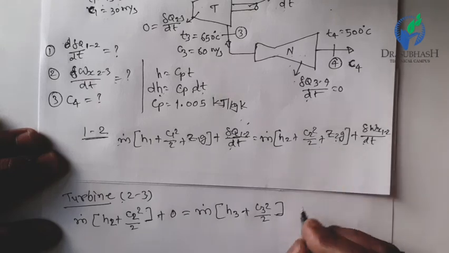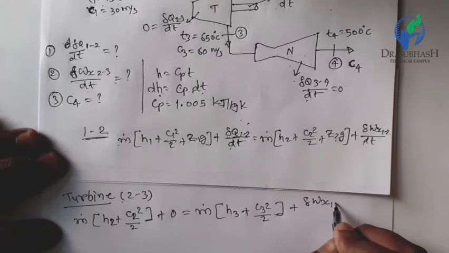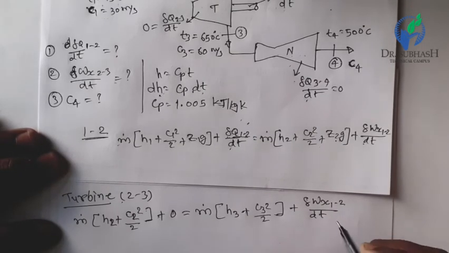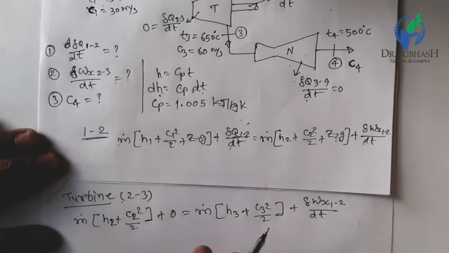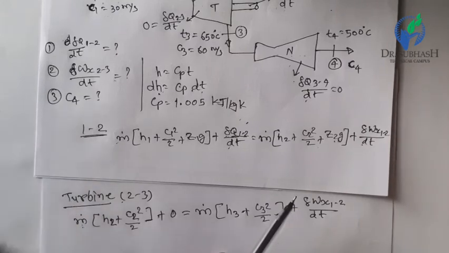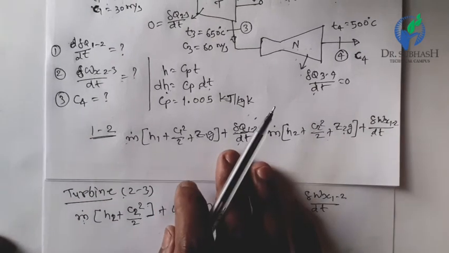If we divide the whole equation by mass flow rate, then we can do the calculation easily, or it makes our calculation easy. So H2 plus C2 square by 2 equals H3 plus C3 square by 2 plus del Wx 1 to 2 by dm per unit kg.